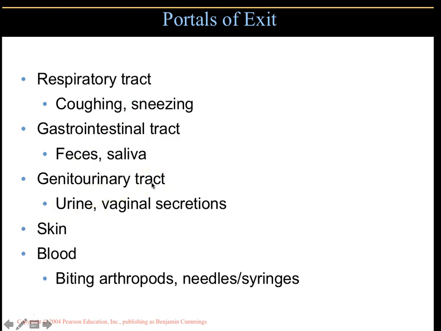Genital urinary, urine or vaginal secretions. So we can also have portals of exit in the skin where the person might have a boil and it ruptures, and that's infectious. And blood, that tends to be needles and syringes, and the other biting arthropods. Hey, summertime, the mosquitoes, the ticks, all those lovely blood-sucking creatures that can carry and transmit disease.